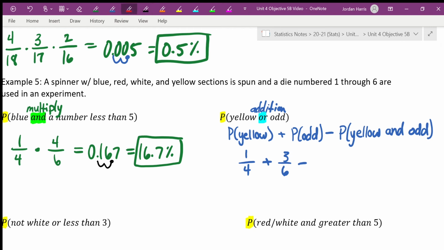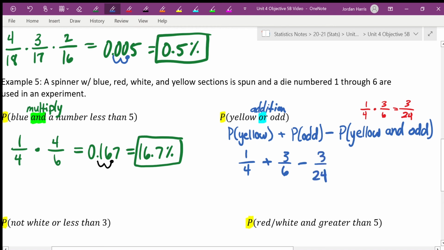Okay, so pay attention to this. Probability of yellow and odd, we can actually use the multiply idea we just did, right? So and is multiply, yellow is 1/4 times odd is 3/6, which equals, multiply the tops and I get 3, multiply the bottoms and I get 24. 3/24 is the probability of getting both yellow and odd, right? We just did that exact same idea with the previous example.